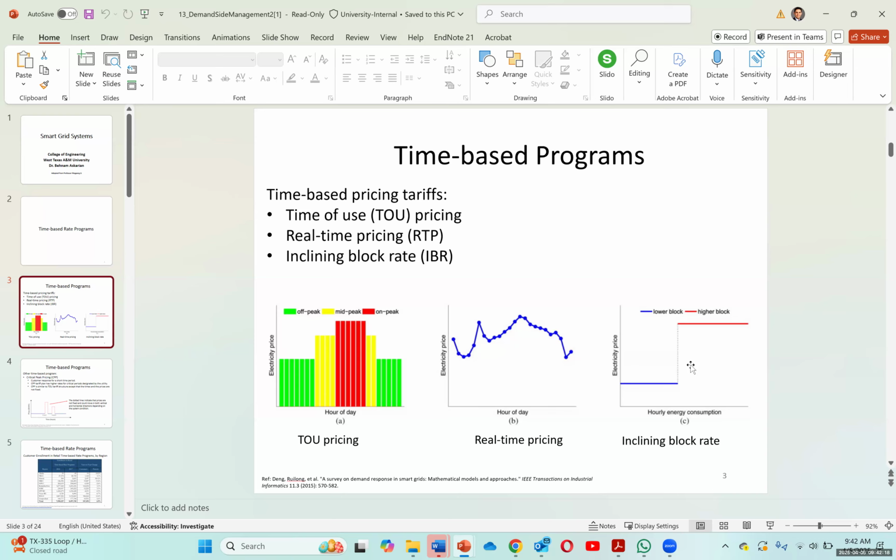And then we have the inclining block rate. Mostly this is based on the kilowatt hours that people consume. So if someone is consuming less than 20 kilowatt hours, it's going to be in a lower category. And if someone consumes more, it's going to be in a higher bracket. If you use less, you're going to be charged, for example, 7 cents per kilowatt hour. If you use more than 20 kilowatt hours, you have a bigger restaurant, so you're going to be charged more. This is to encourage people to use less power.